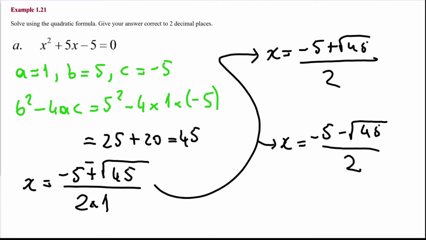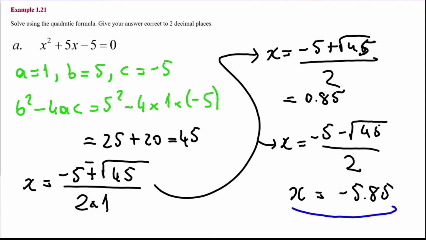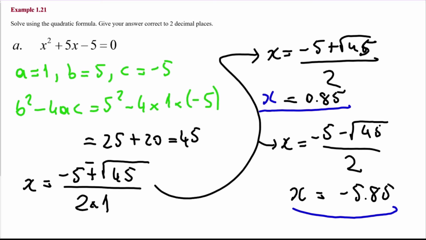Until this step, you are going to use a calculator, and when you use the calculator, you need to find that the first one should be 0.85, right? The second one is negative 5.85. Okay, you need to be good at using the calculator, dear students. Got it? I hope.